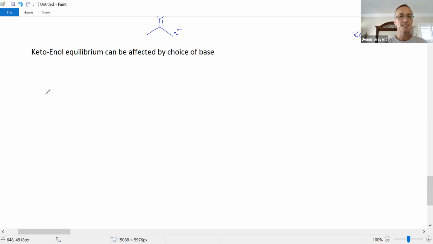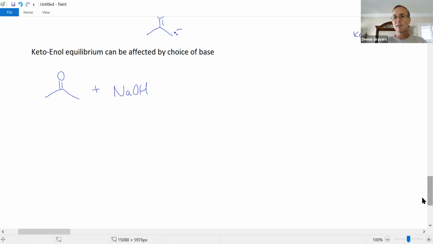Unit 4. But let's just use acetone and throw in sodium hydroxide. So is this going to be a favorable reaction? Does it want to go, or is this not going to work? Is sodium hydroxide too weak?